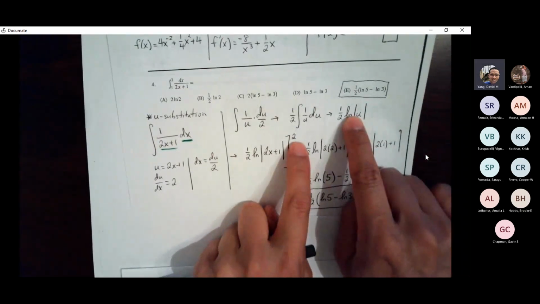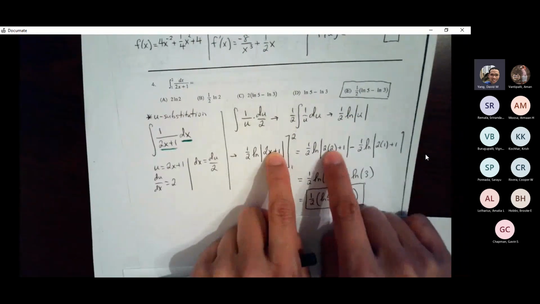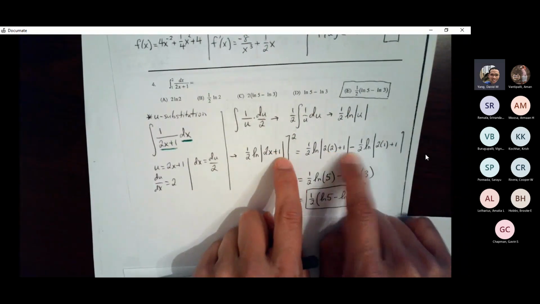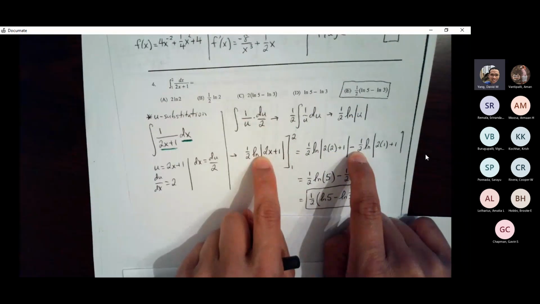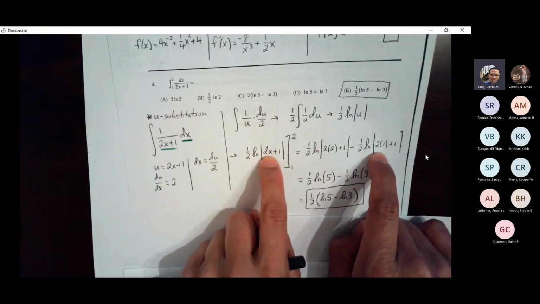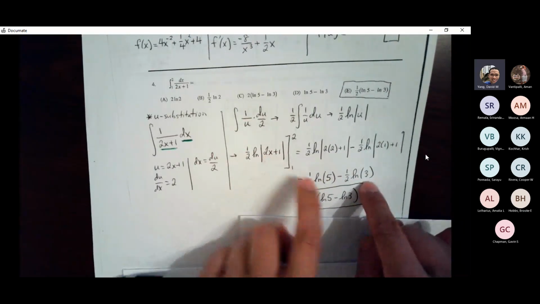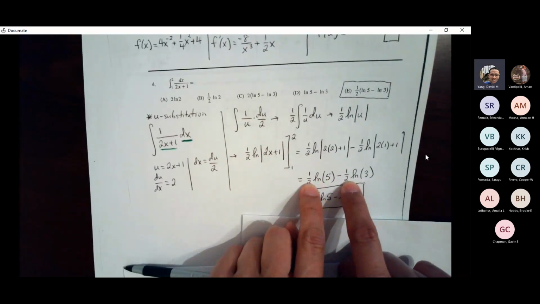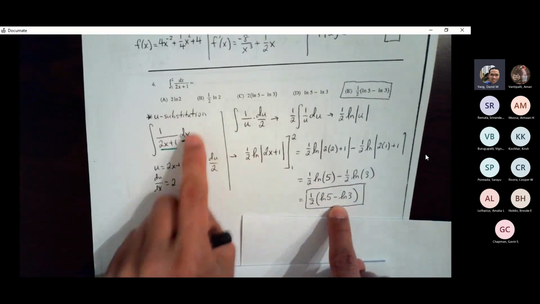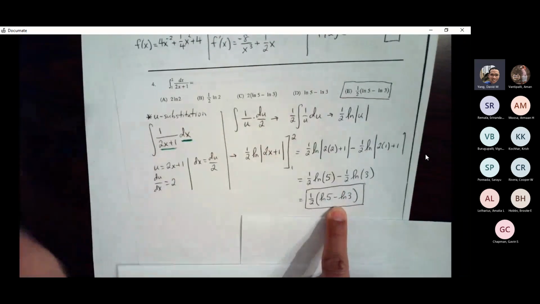Okay, so now work in our upper and lower bound. Upper 2: 2 times 2 plus 1, which is 5, minus lower bound, 1/2 natural log of 2 times 1 plus 1. So natural log of 5 minus natural log of 3. 1/2 is the coefficient for both. We can factor a 1/2 out, and that matches our answer choice E.